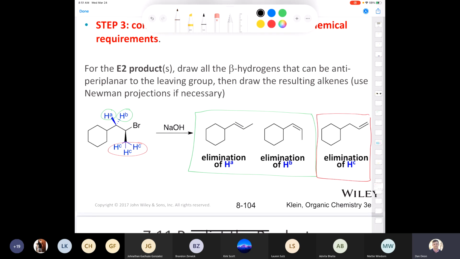Both of these in the green box are di-substituted, but then you still have a choice to make. If I call this one the one from HA or the one from HB, could anybody tell me which one would be the major product? The one that resulted from the elimination of HA or HB? And it's not a trick.